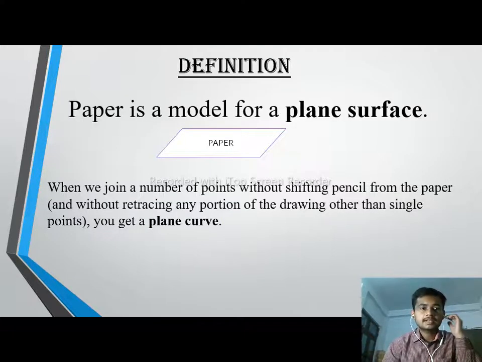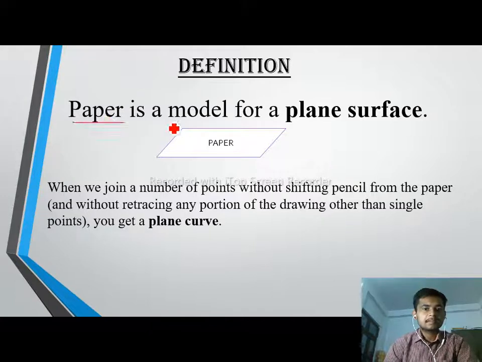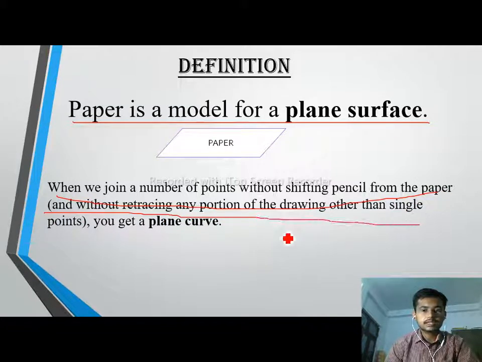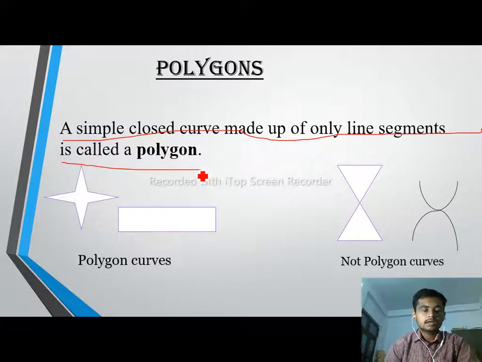As we've already discussed, paper is a model for a plane surface. When we join a number of points without shifting the pencil from the paper and without retracing any portion of the drawing other than single points, we get a plane curve. Now let's see what polygons are. A simple closed curve made up of only line segments is called a polygon.